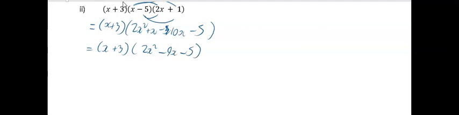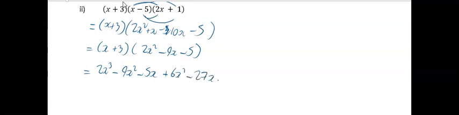A lot of people don't do that step, and then you've got a load more things to multiply or tidy up. So tidy up whenever you can, it just makes life so much easier. Next, we're going to multiply everything in the second bracket by the x. So x multiplies 2x squared to give you 2x cubed. x multiplies the minus 9x to give you minus 9x squared. x multiplies the minus 5 to give you minus 5x. Plus 3 multiplies the 2x squared to give you 6x squared. Plus 3 multiplies the minus 9x to give you minus 27x. And plus 3 multiplies the minus 5 to give you minus 15.